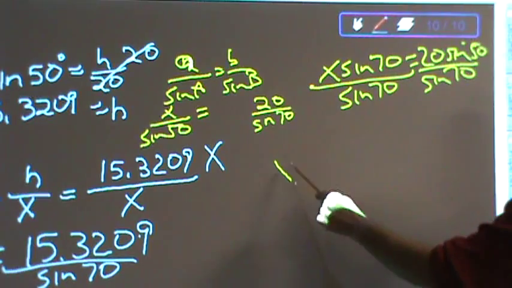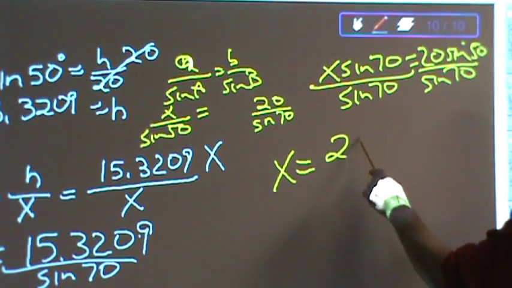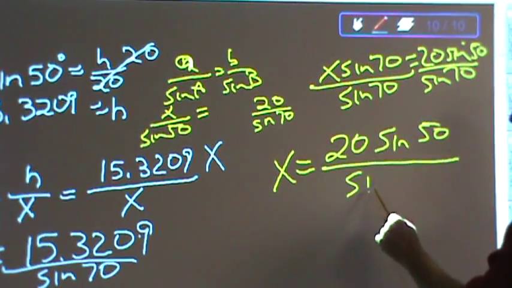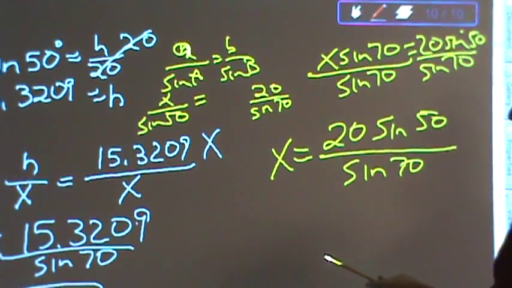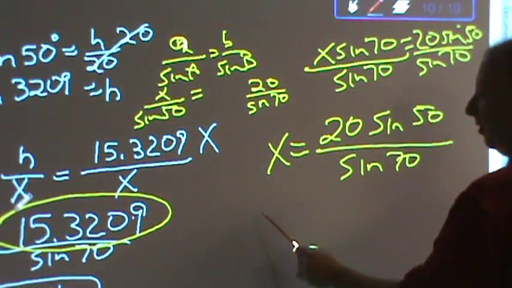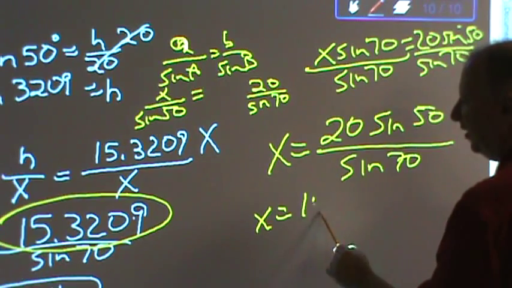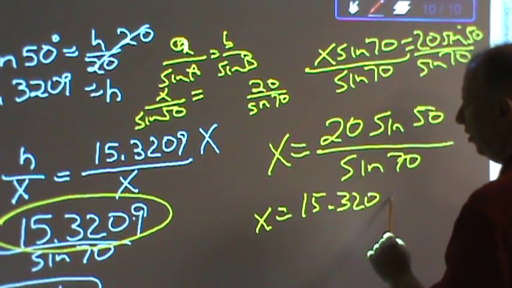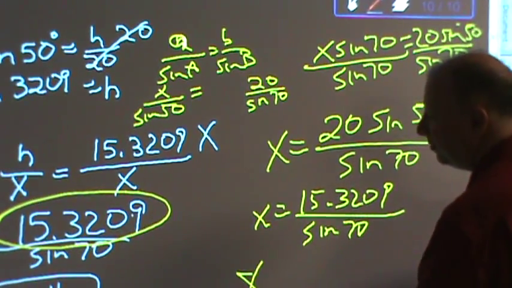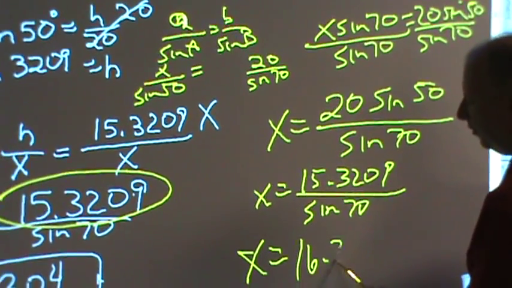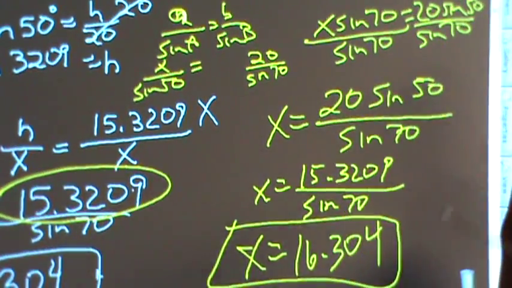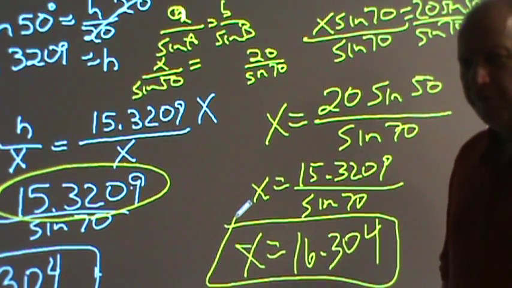Look what I'm left with. x is equal to 20 sine 50 over sine 70. Well, what is 20 sine 50? There it is. x is equal to 15.3209 divided by sine 70, which again happens to be equal to 16.304. Same answer. One for understanding, one for the formula.